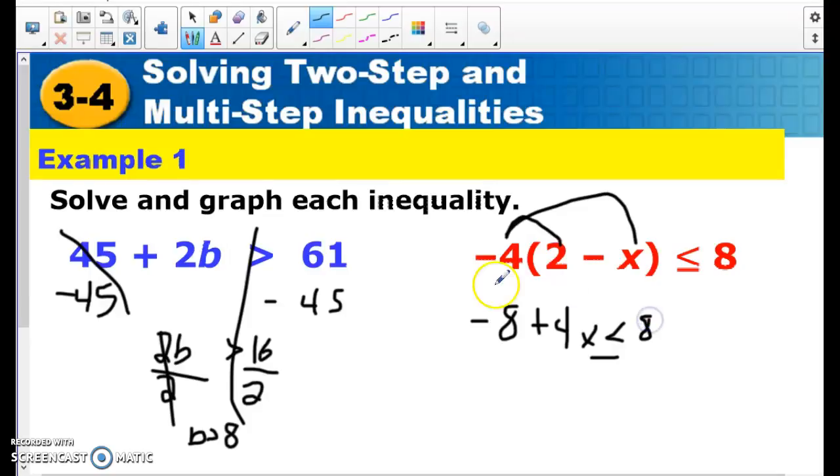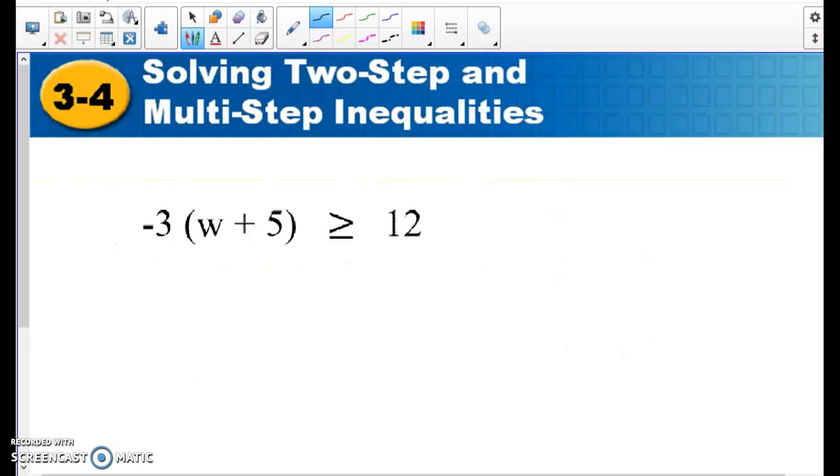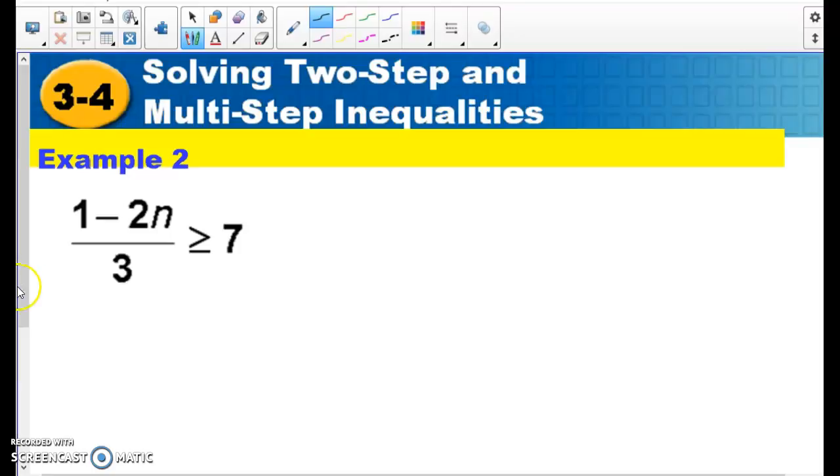And then I'm going to end up doing the same thing we did for the other problem. So plus 8 to both sides. 4x is less than or equal to 16. Divide both sides by 4 since it says 4 times. And we're going to end up with x is less than or equal to 4. So all that stuff stays the same.